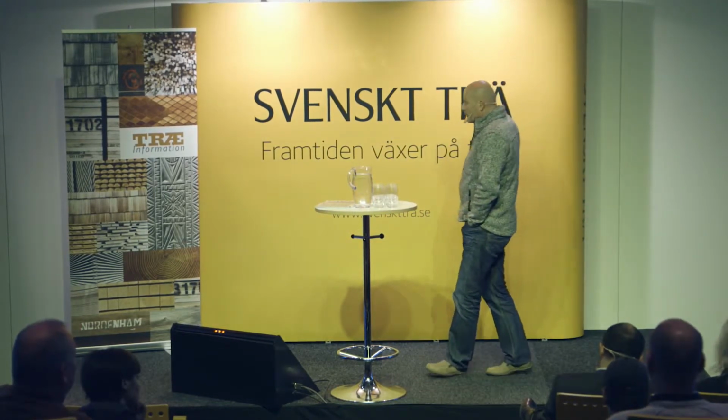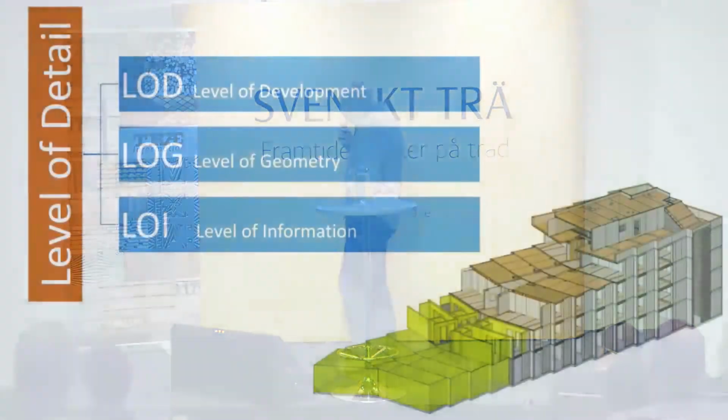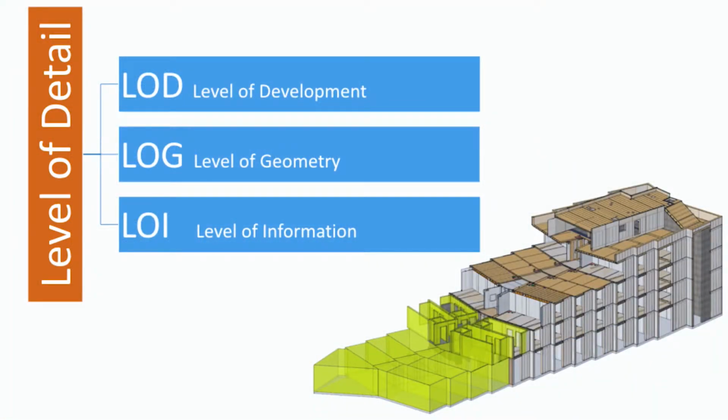All we do is a question of the level of detail, and the level of detail has three different levels: the level of development, the level of geometry, and the level of information. And this is a very important thing. Also, if we talk about BIM, which level do we talk about?